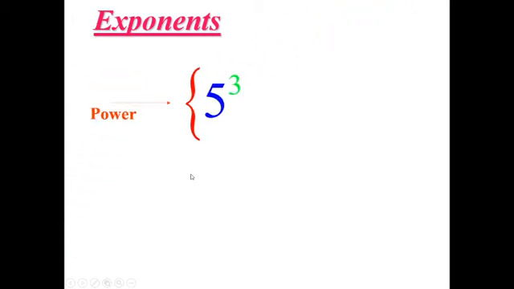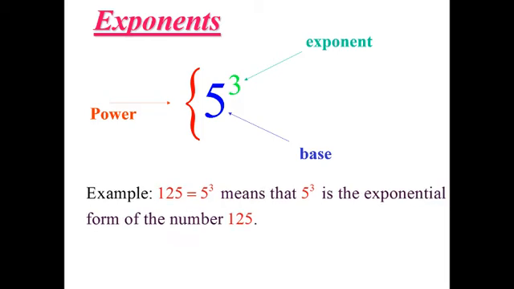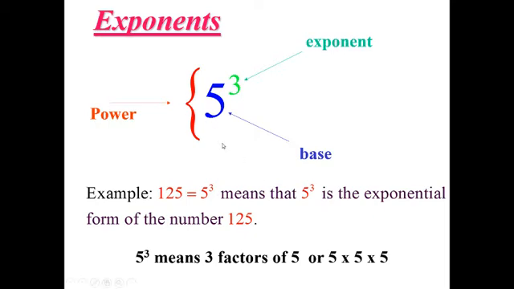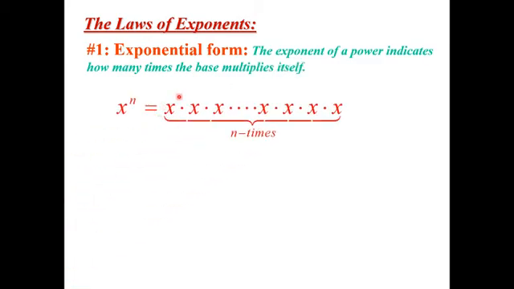So let's look at some vocabulary. If I have 5 to the power of 3, 5 is called the base, 3 is called the exponent, and like I told you before, we use exponents for repeated multiplication or repeated factors. So the first one that we have here is called exponential form. If I have x to some power n, then this would be x times x times x, n times.